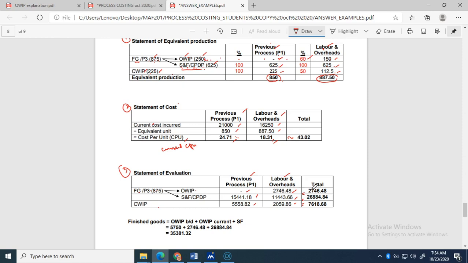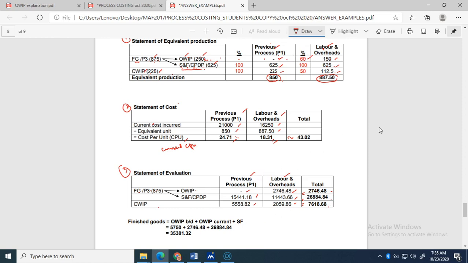So you get the total for OWIP. This is the cost of the product that you continue in this current period, the cost that you use to produce the 250 units that you have to continue in this current period, which is 2746.48. This is the total cost for the total units of finished goods that you started and finished during the period. And this is the total cost for CWIP that you use in the current period.